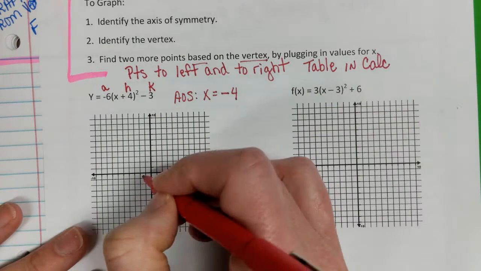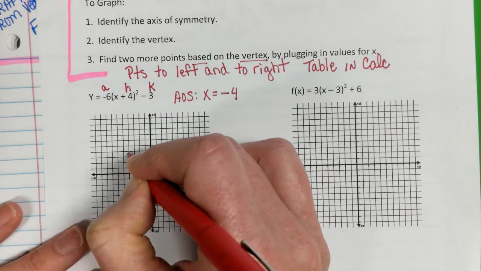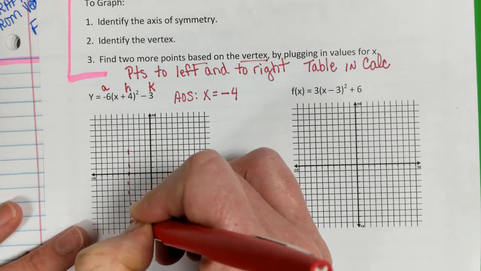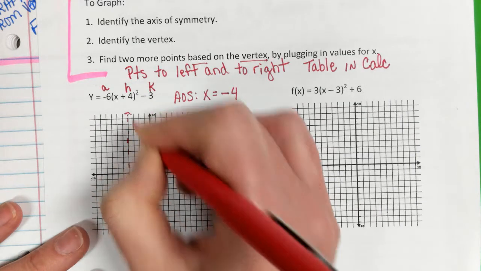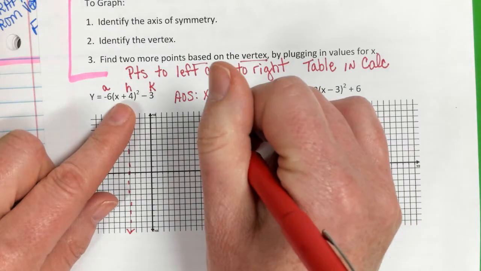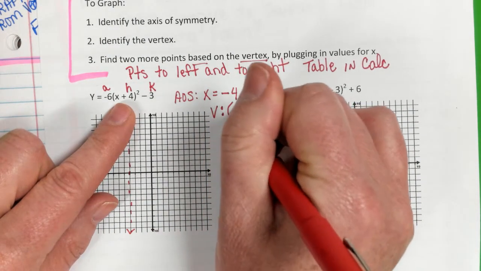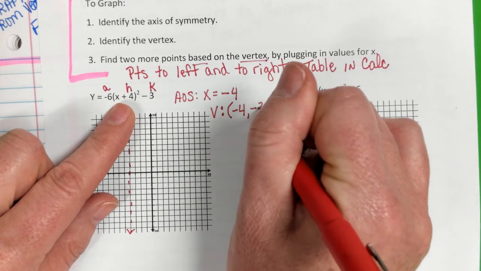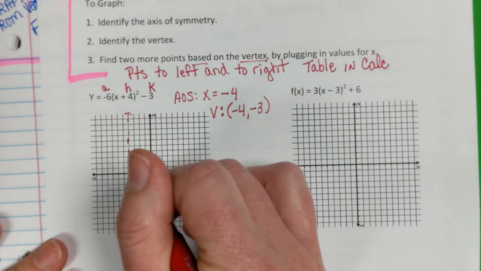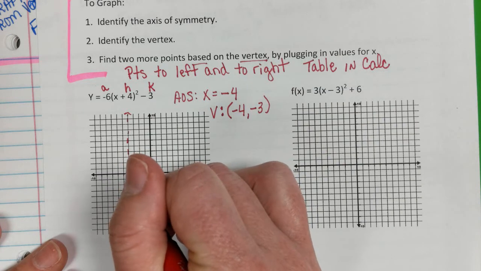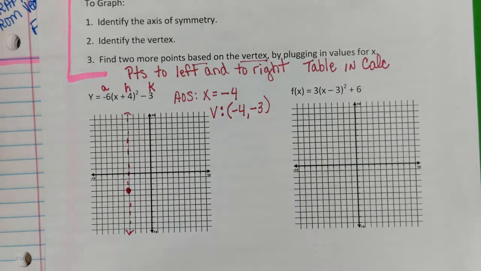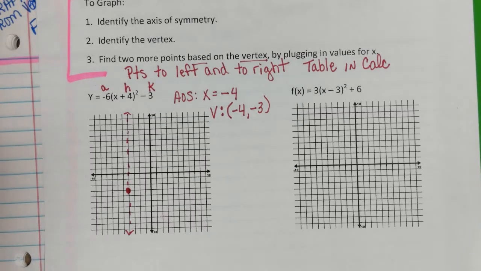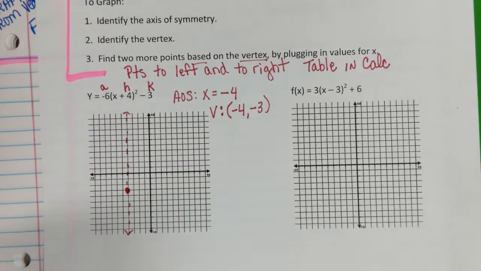So let's draw that. I'm going to just draw a dashed line. And then my vertex would be negative 4, negative 3. So 1, 2, 3, 4, 1, 2, 3. Now, is this graph going to open up or down? I hope you said down because our a value is negative.